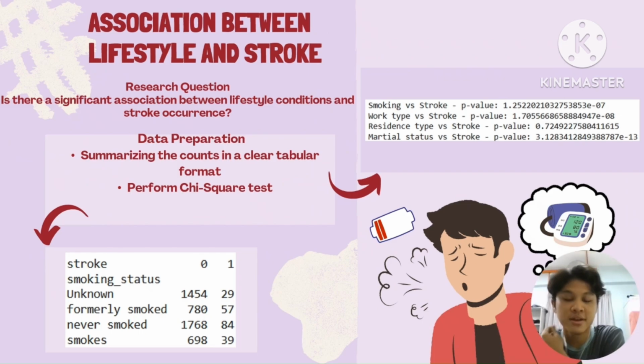Hello, my name is Anish, and now I'll be presenting whether certain lifestyle conditions are associated with stroke. In terms of coding, I summarized the count in tabular format for the four attributes tested before performing the chi-square test. As you can see, residence has the highest value, while the others have a very low value, which we will get into next.